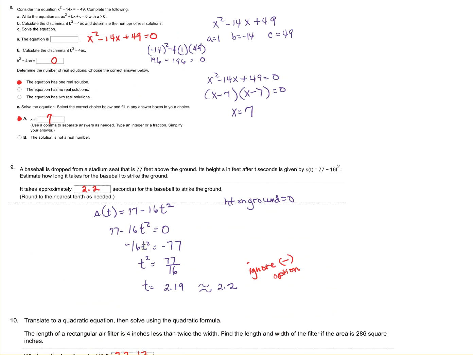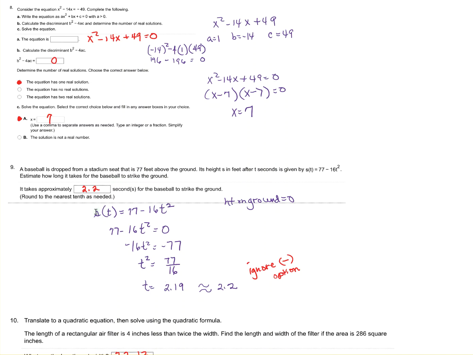Number 9, a baseball is dropped from a stadium seat that's 77 feet above the ground. Its height, s, in feet, after t seconds is given by, so here's our equation, s of t, where t is seconds. How long is it going to take for the baseball to strike the ground?